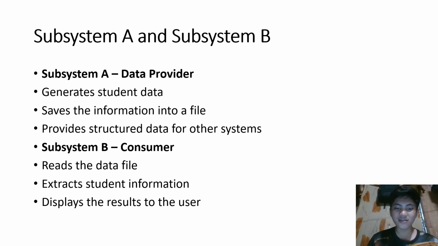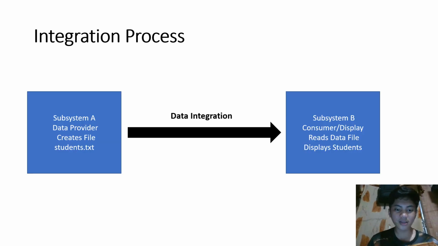In this setup, Subsystem A and B simulate two independent department systems in an organization. The key idea is that even though they are separate, they communicate efficiently through data, which is the essence of data integration. Next is the integration flow. To better understand how these subsystems work together, let's look at the integration flow.